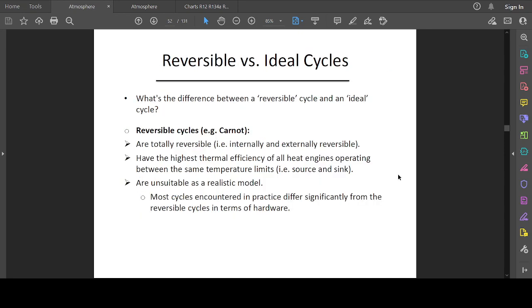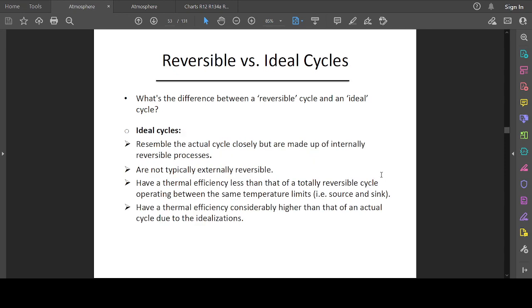So what is the difference between the reversible cycle and an ideal cycle? Reversible cycles are totally reversible both internally and externally, and they have the highest thermal efficiency of all heat engines operating between the same temperature limits, that is the source of the heat and also the sink. They are unsuitable as a realistic model. Most cycles encountered in practice differ significantly from the reversible cycle in terms of hardware.